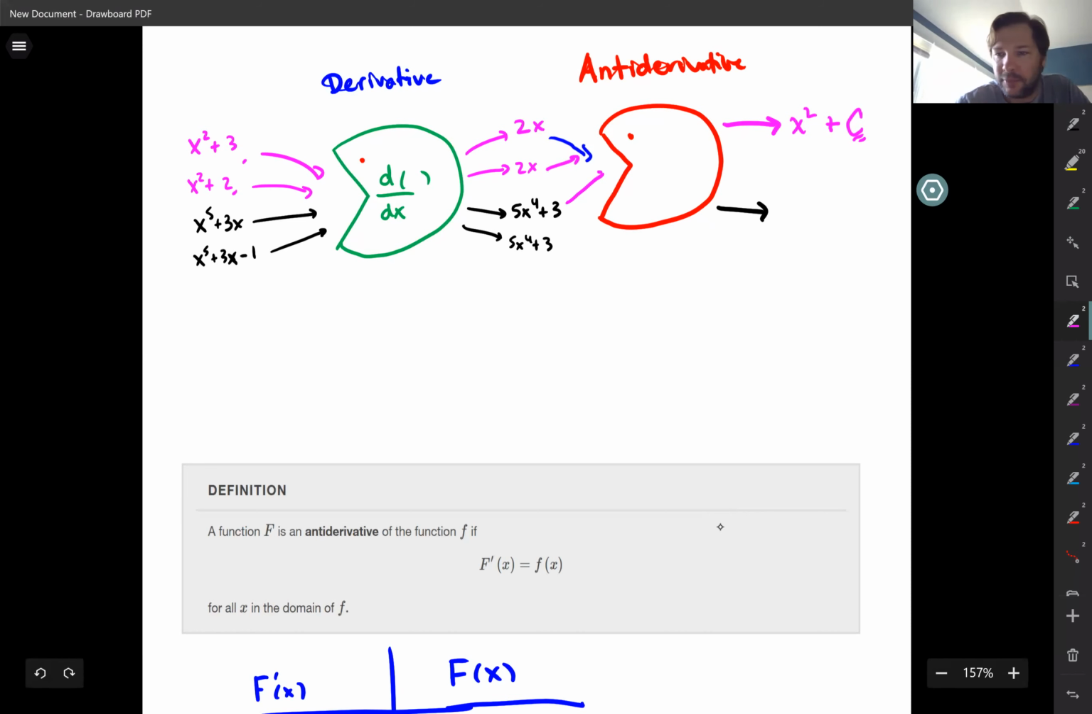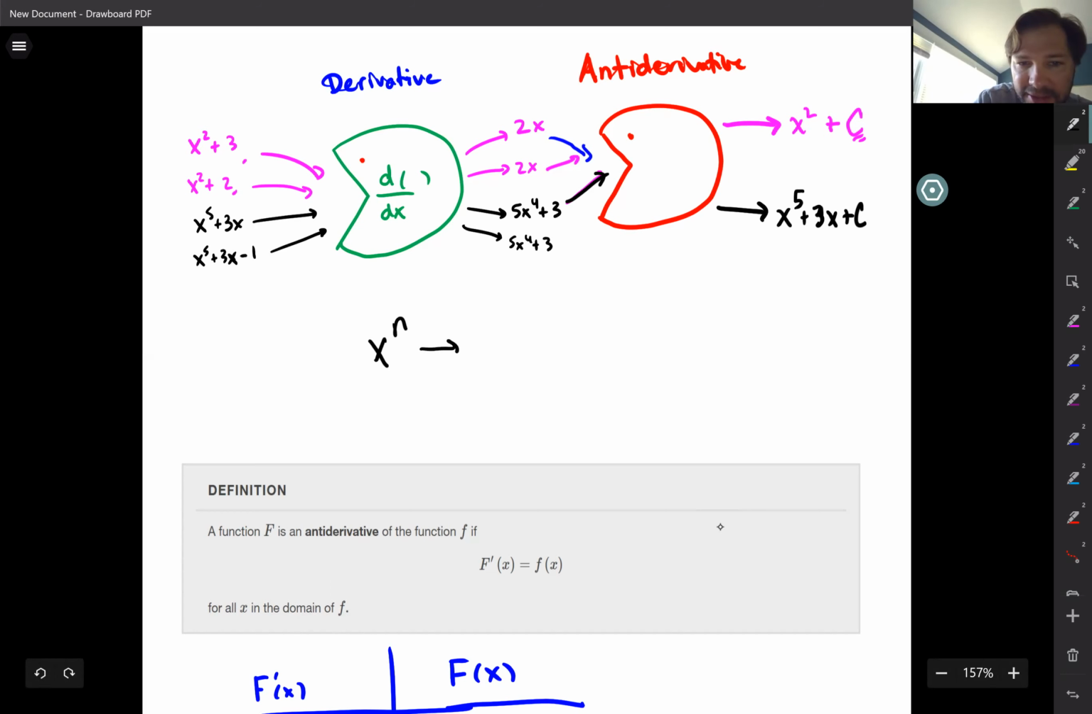What if I feed 5x to the 4th plus 3 into this antiderivative function? Well, it could be x to the 5th plus 3x. It could be x to the 5th plus 3x minus 1. It could be x to the 5th plus 3x plus any c. So I'm just going to write that like this: x to the 5th plus 3x plus c.